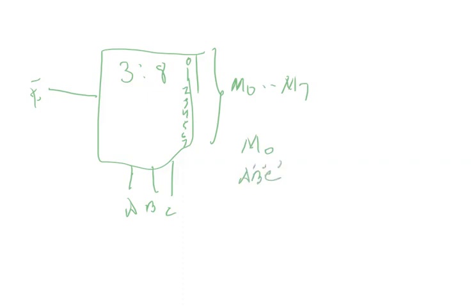And what that means is that when you put in 0, 0, 0, it'll assert output 0. If you put in 0, 1, 0, that asserts output 2. If you put in 1, 0, 0, that's going to assert output 4. And so now what you've got is all of the product terms available to you for your use.